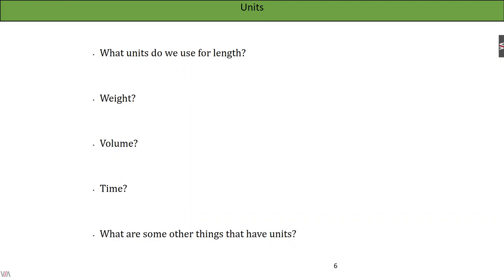What else is there? Electricity. There's actually a lot of units with electricity. You've got voltage, you've got current, you've got power, which is a combination of voltage and current. And then energy is a combination of voltage, current, and time. And then there's lots of different ways we can get to energy. There's all sorts of ways to measure energy.